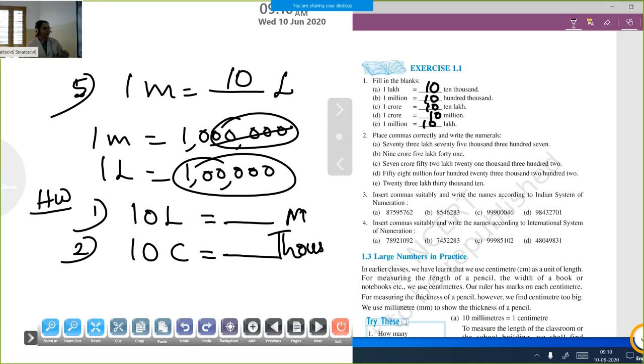10 lakh equal to how many million? 10 crore equal to how many thousands? See, the numbers here will not come as 10 like that, it will come different, okay? So do these 2 questions. Next time the question will come only this way. So try to understand the method of how teacher wrote the answer. In the same way you can do these 2 questions as homework. One more you want? Okay, then write it.